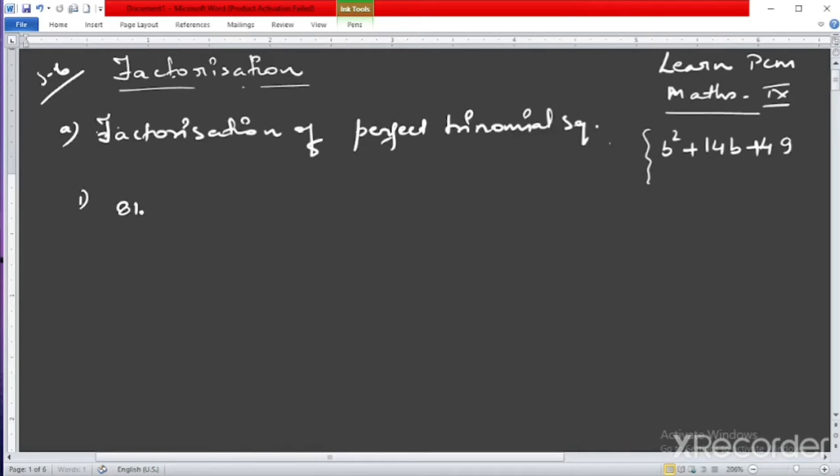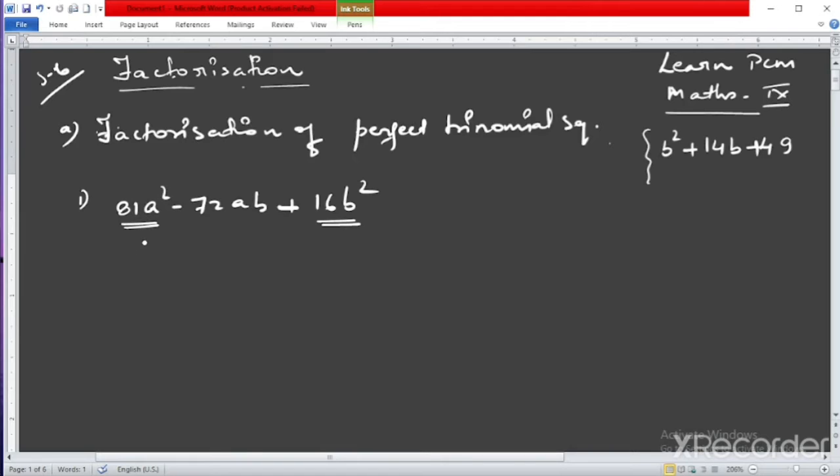Say 81a square minus 72ab plus 16b square. You have to simply find the square terms first. You can see here, this is a square term and this is a square term. And you can see that you are given a trinomial, an expression with three terms, and two of them are square terms. Simply find the root of these squares.